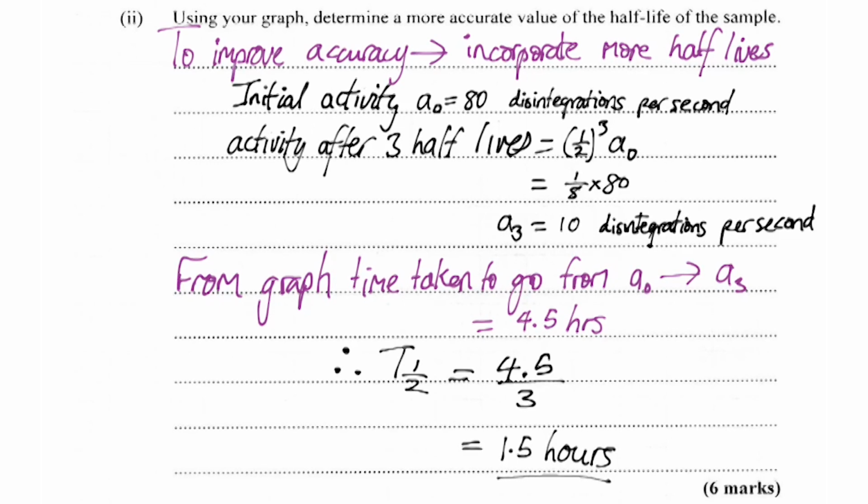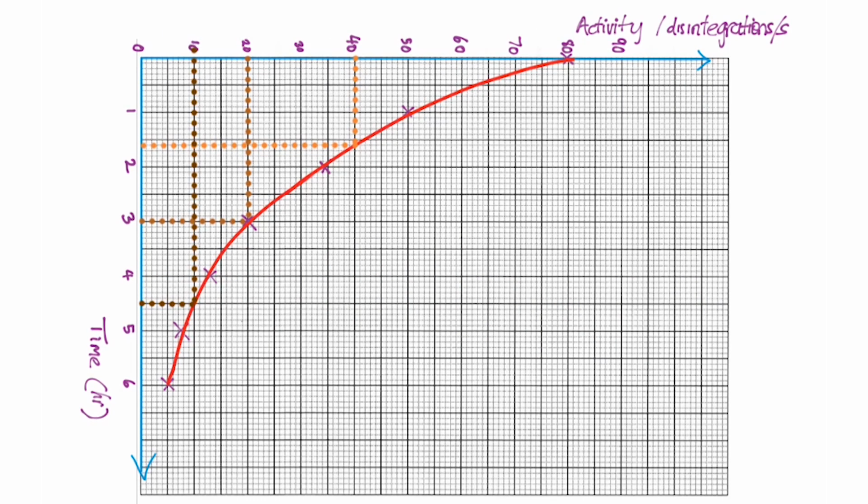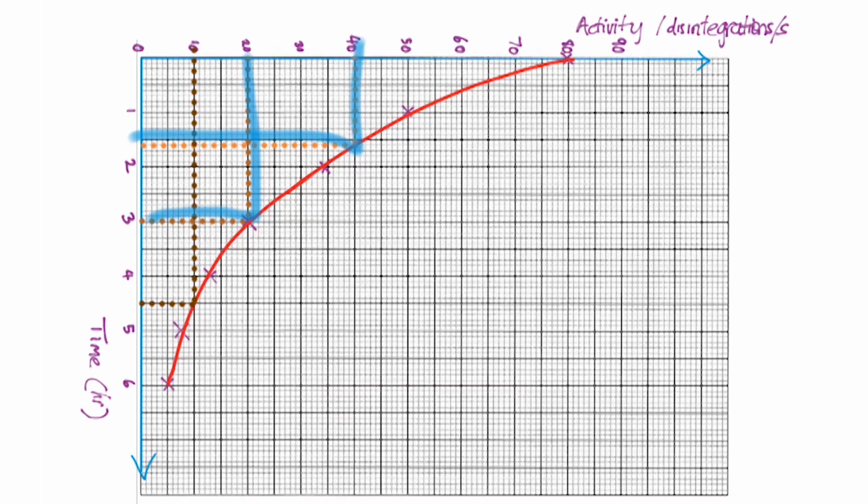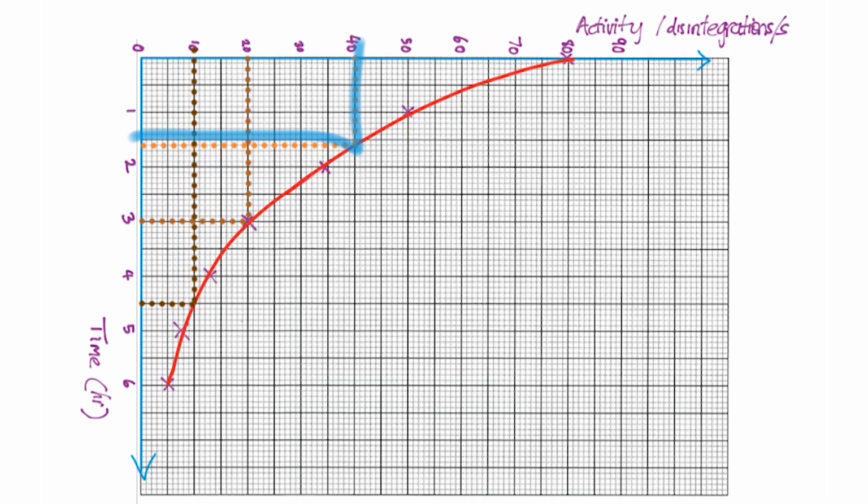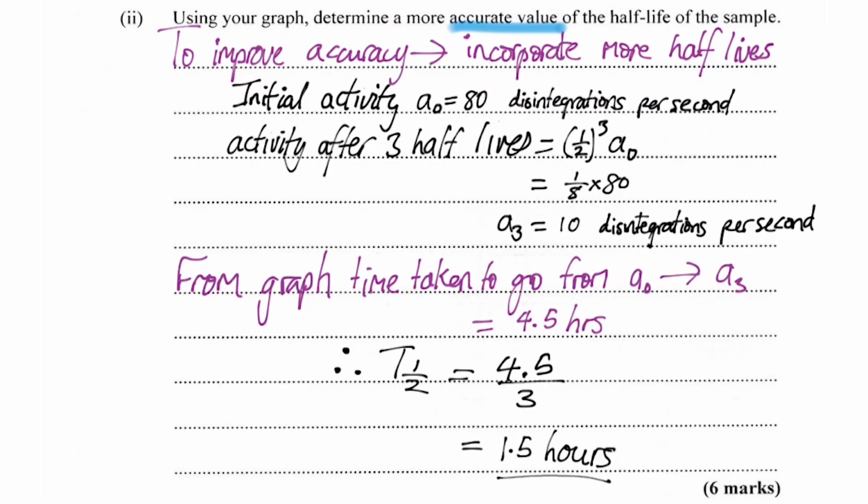Alright, so we want a more accurate value. If you want a more accurate value, you need to do it again and again. So you could do a half-life, then the next half-life, then the next half-life, and then get the average half-life number. So I just do it all in one here.